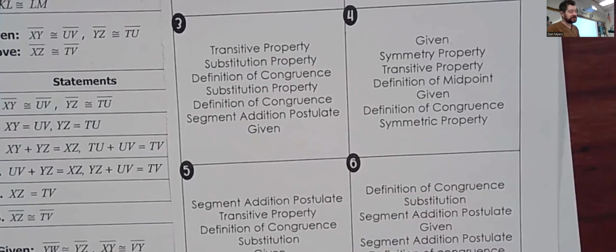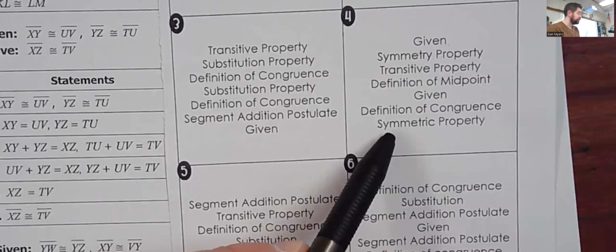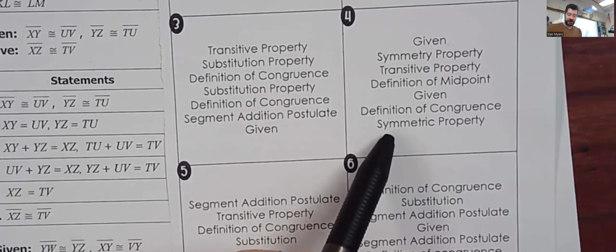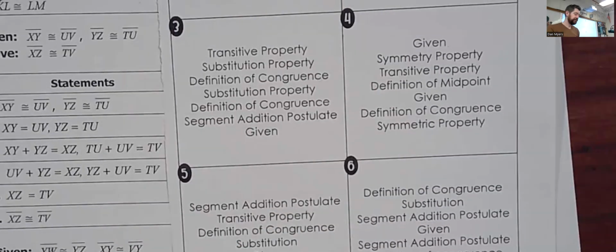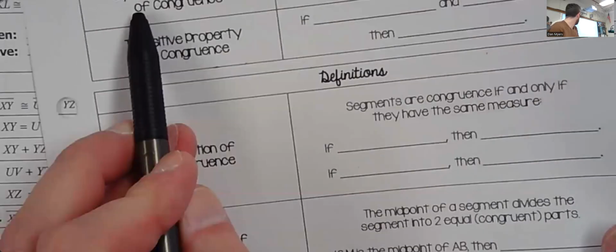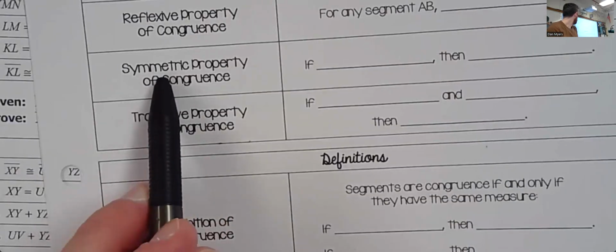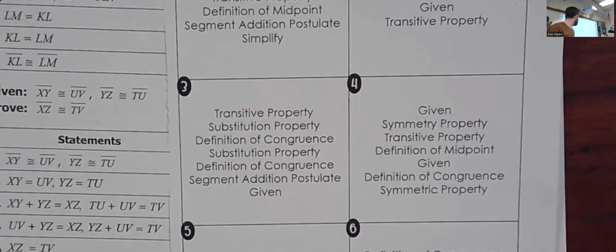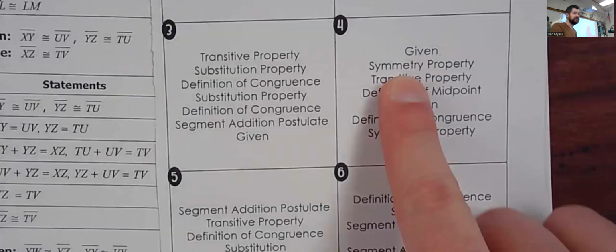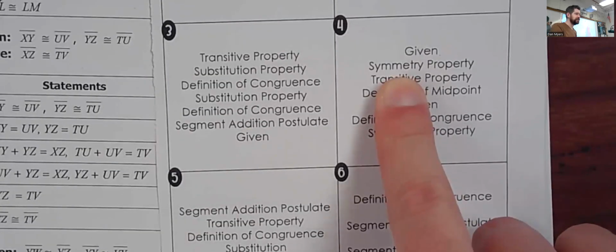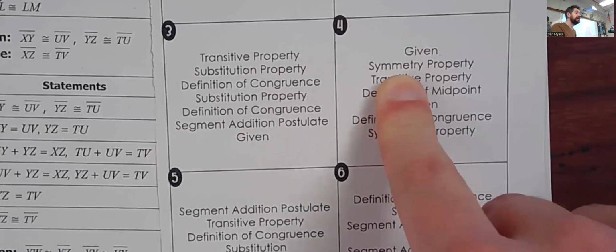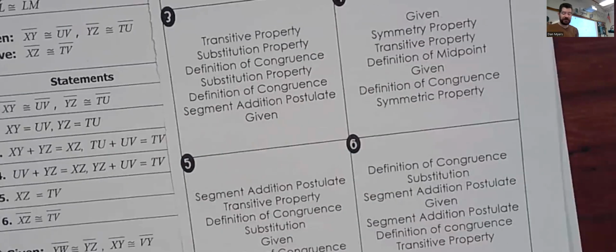One of them says symmetric property down here, which definitely is one of the ones we have, because we had that yesterday, right? We wrote right here, symmetric property right here. Something that we don't have is something called symmetry property. It looks like symmetric, but it says symmetry. It's not symmetry. We do not have a symmetry property.